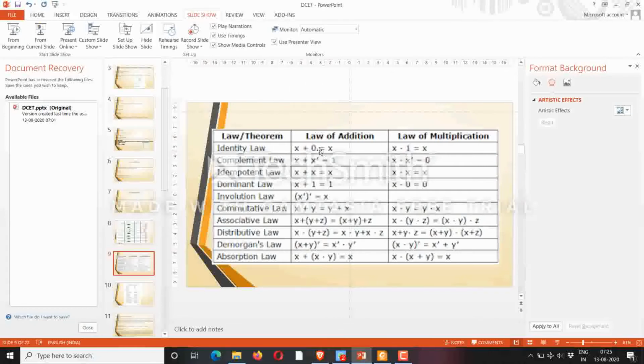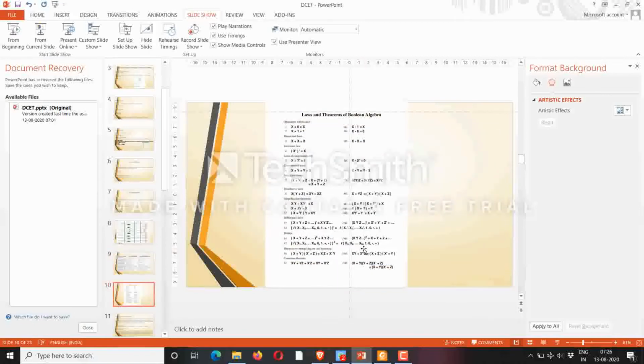Identity law: whenever 0 is added to anything, it remains the same variable itself. Here they have mentioned the law of addition as well as the law of multiplication. So x plus 0 is x itself, x multiplied by 1 is x itself. Similarly, we have the commutative law, that is x plus y is equal to y plus x, and x multiplied by y is y multiplied by x. One more important law is the distributive law, then De Morgan's law is there. You need to remember these laws so that it becomes easy to simplify the Boolean expressions.